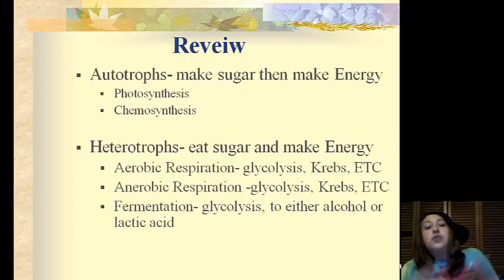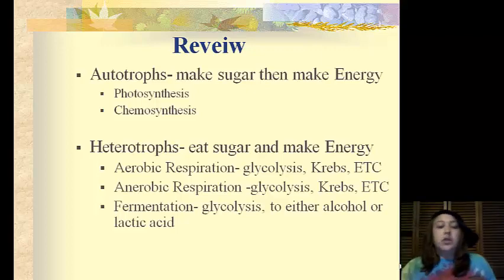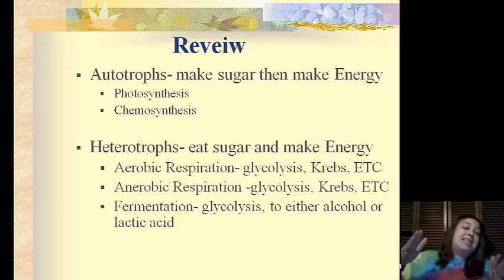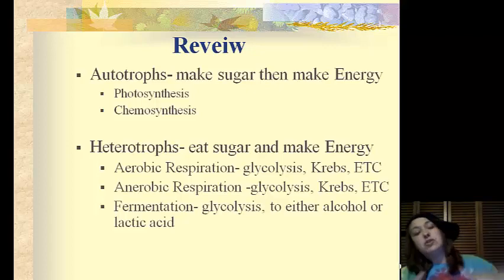So, to review, we got autotrophs. Autotrophs make their own sugar, and then make energy by breaking up that sugar. We got two ways of doing that. We got photosynthesis, and we got chemosynthesis. Photosynthesis with light, chemosynthesis with chemicals.